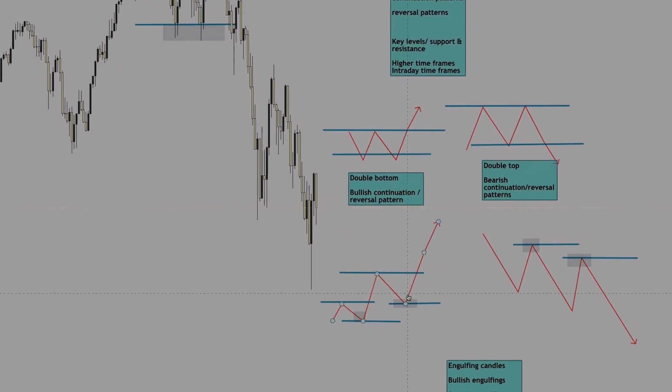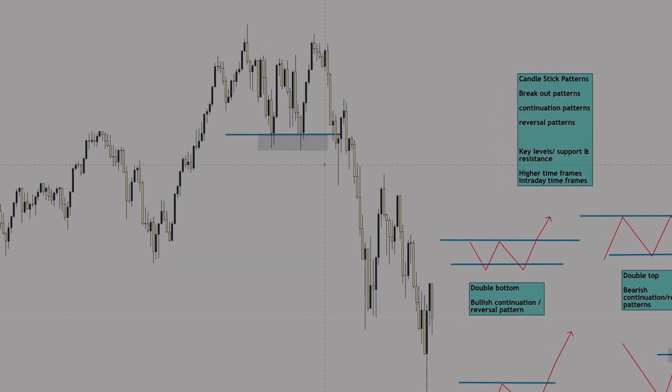And I'm sorry, I actually said something earlier. I meant to say these are breakout patterns in here, not continuation patterns. These engulfing candles can be continuation patterns, but a lot of times they're breakout patterns, which lead to these impulsive legs up or down. Okay, but let's backtrack here.